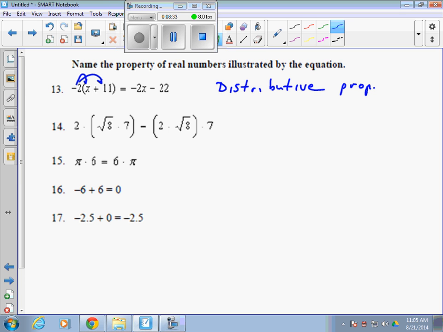On the next one, it says 2 times the square root of 8 times 7 equals 2 times the square root of 8 times 7. The only thing that's different about it, all the order is the same. The only thing that's different about it is the parentheses has you do the radical times 7 first, and the parentheses on the second one has you do 2 times the radical on that one. So none of the order changes as far as moving numbers around or commuting them or anything. The only thing that's happening is the association of them is changing.